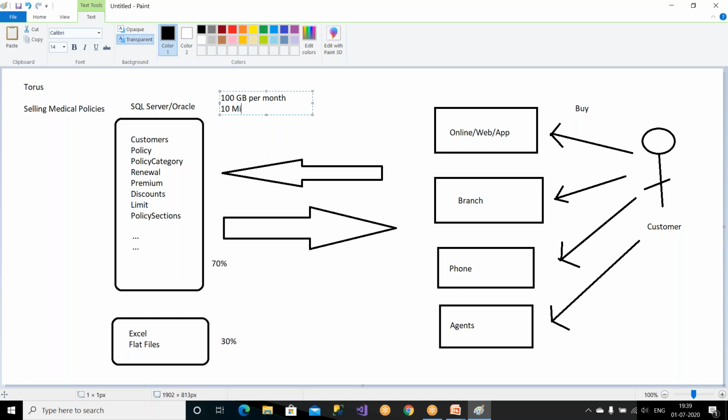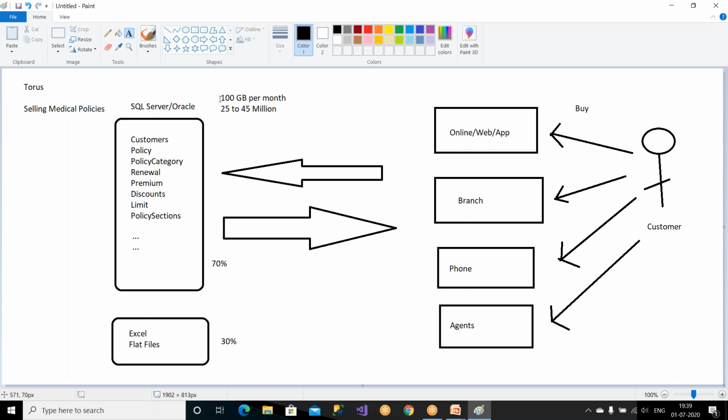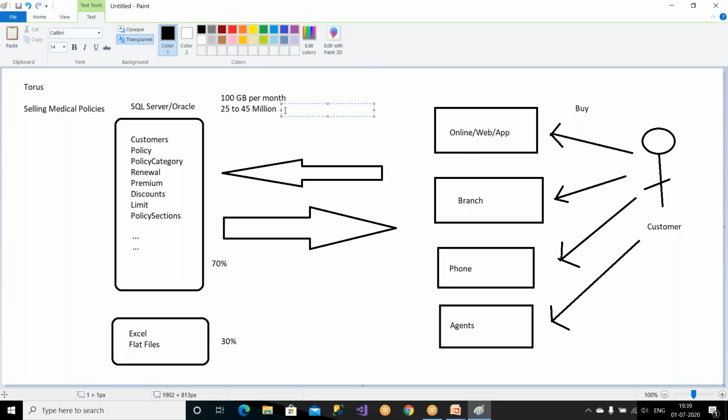Approximately, you can tell them that 10 million to 20 million rows we are going to be loading. Or, not more than that. Actually, it is more than that. It is not only 10 million. You can say 25 million to, let us say, 40 to 50 million rows of data we are going to be loading every month. The size of the data is 100 GB, and this is the row count.